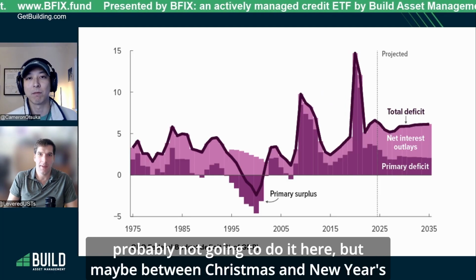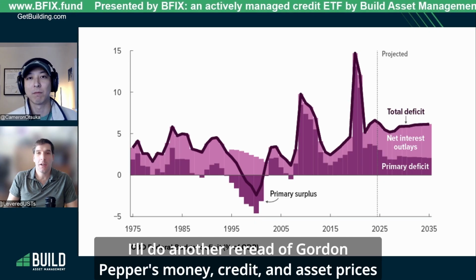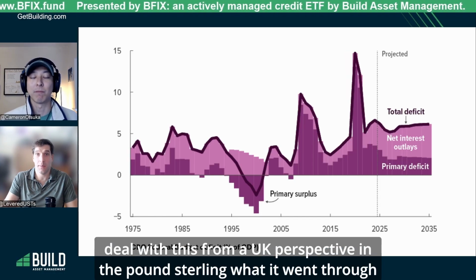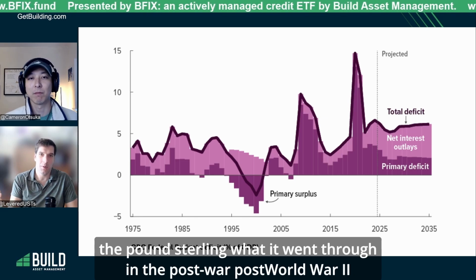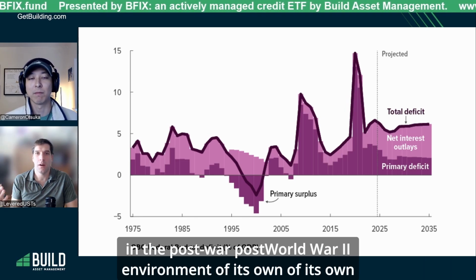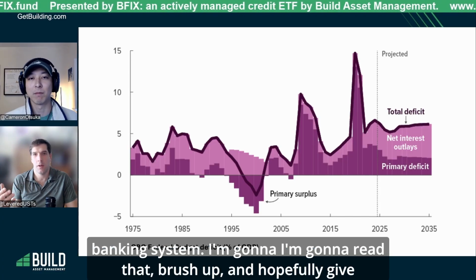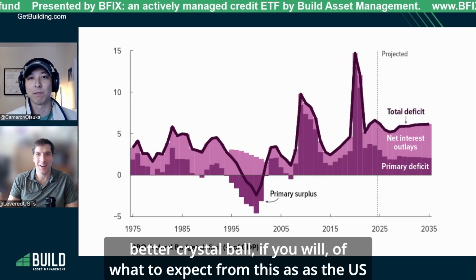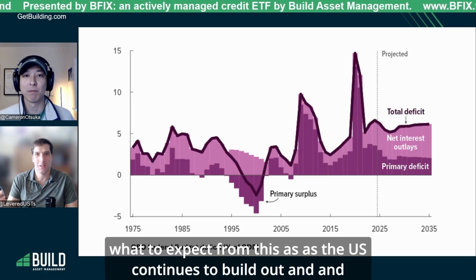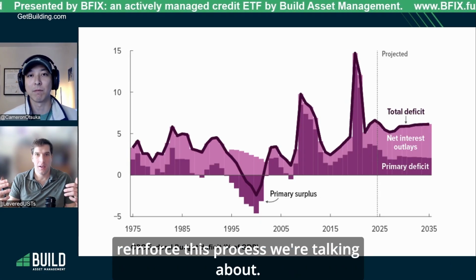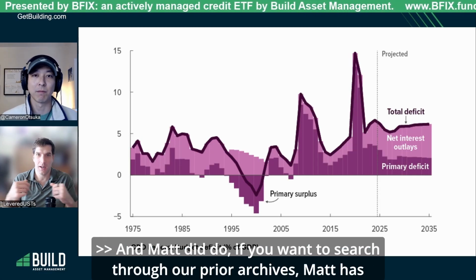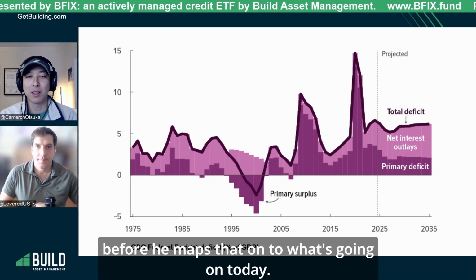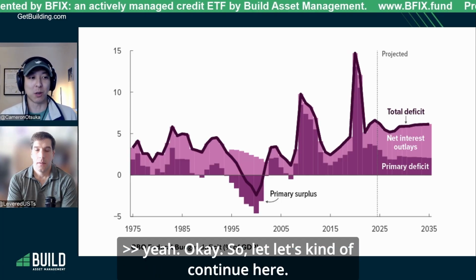I know we're on vacation now, so I'm probably not going to do it here, but maybe between Christmas and New Year's, I'll do another reread of Gordon Pepper's Money, Credit, and Asset Prices, because there are implications. He does deal with this from a UK perspective and the pound sterling, what it went through in the post-World War II environment of its own banking system. I'm going to read that, brush up, and hopefully give you, the audience, a better crystal ball, if you will, of what to expect from this as the U.S. continues to build out and reinforce this process we're talking about. And Matt did do an overview of this previously, if you want to search through our prior archives. So I highly recommend that, before he maps that onto what's going on today.